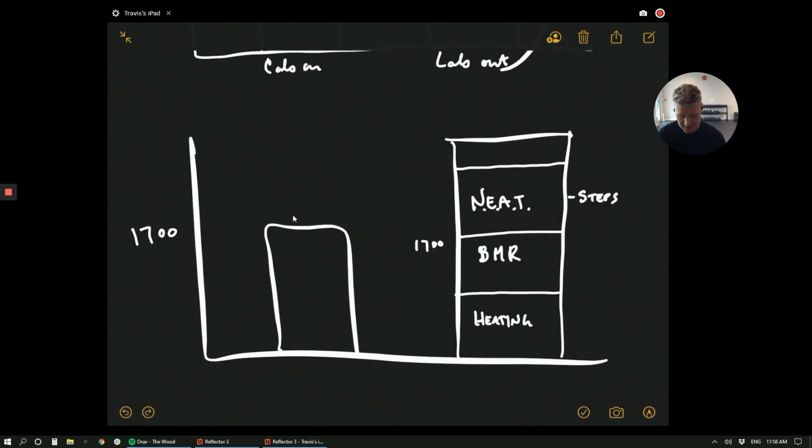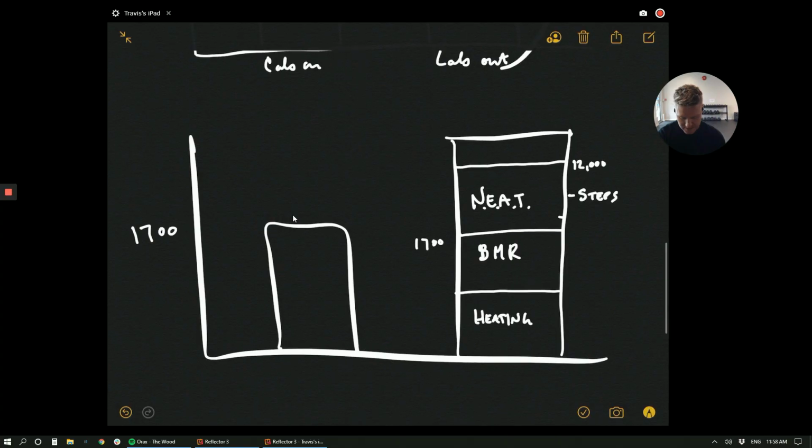NEAT could be really large. Let's say 12,000. Okay, so this is NEAT there, 12,000. This is 2,000. But you can also have a NEAT that's like huge. This is say 25,000 steps, right? Which is hard to do. It takes a lot of work. You'll have like sore hips and blisters doing that. But you get used to it. A lot of people can actually do it consistently. But just on average, people are around 2,000 to 10,000, 12,000, around there.